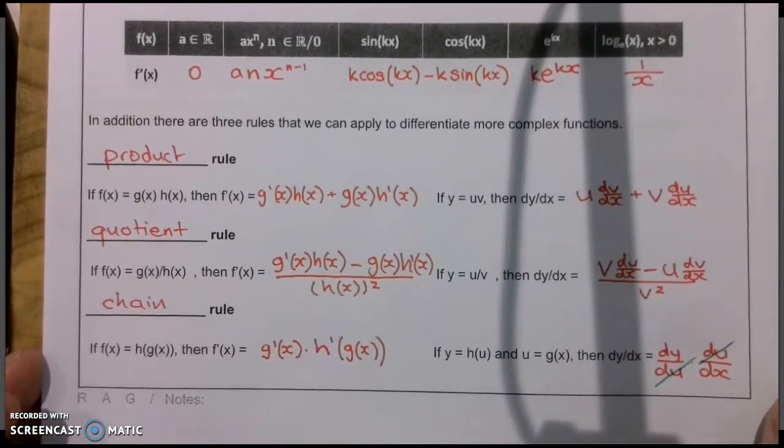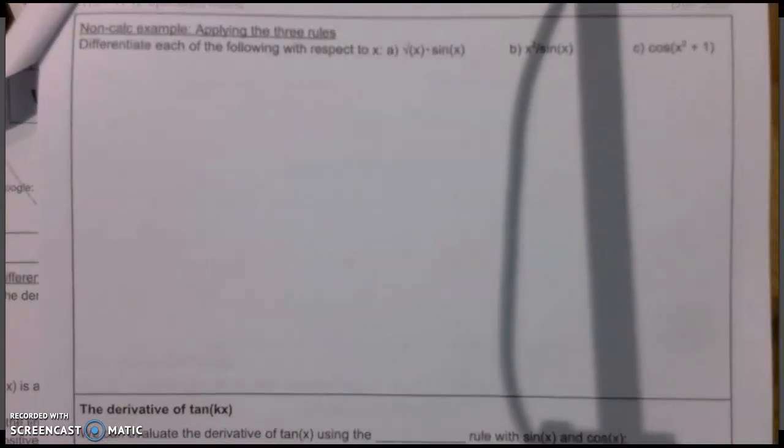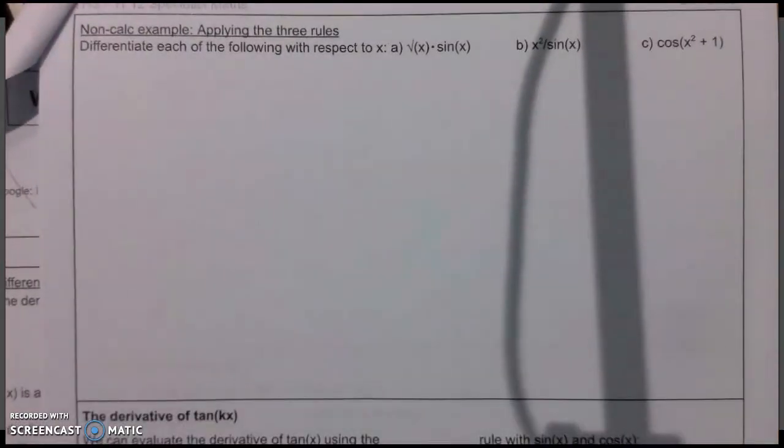Okay, so like I said before, if you are a bit rusty on all of this, then go back and do some maths methods practice, get yourself up to speed. Otherwise, what I'd like you to do is flip over and try the first three questions here. One example of the product rule, one example of the quotient rule, one example of the chain rule.